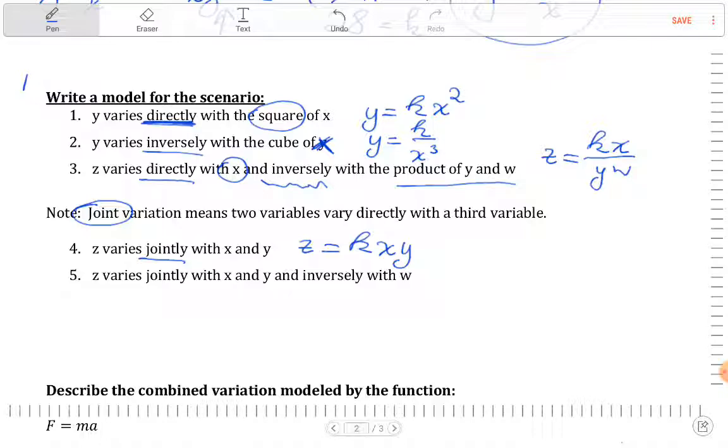Z varies jointly with x and y. I actually just found exactly the same thing in number 4. But now it is also inversely with w. So I'm going to take this whole deal and I'm going to divide it by w. Okay.